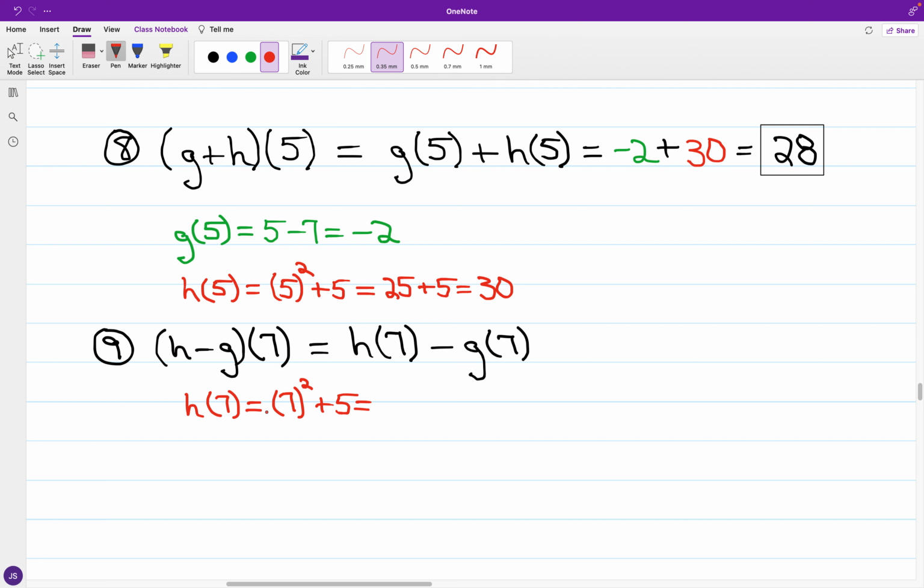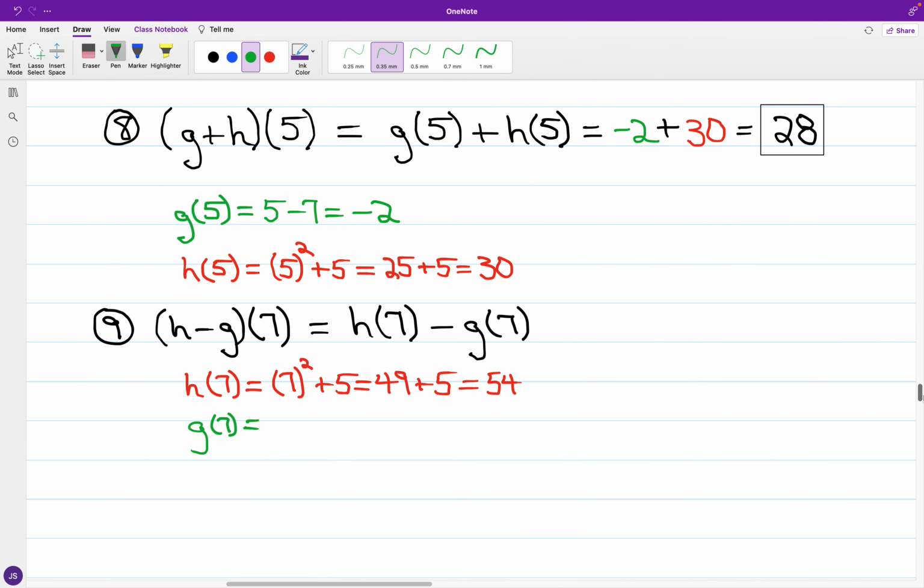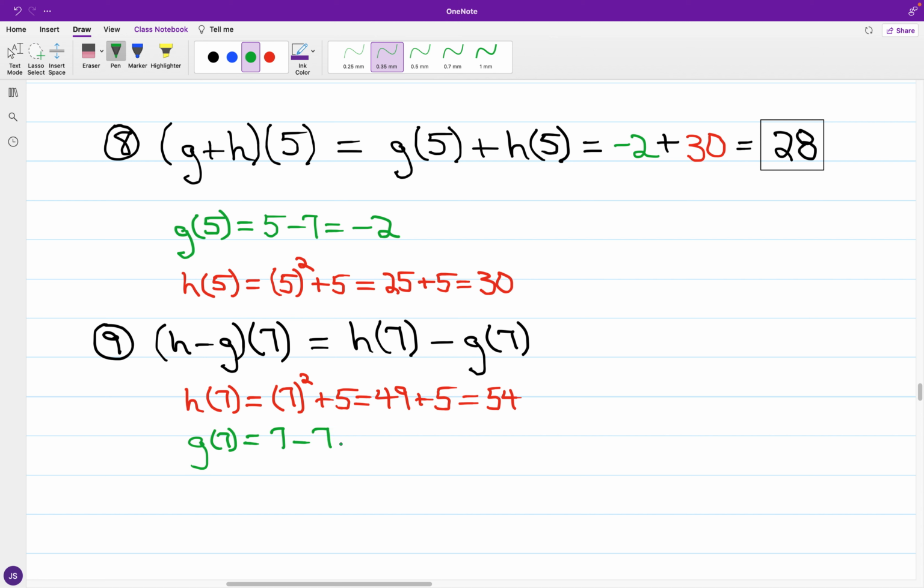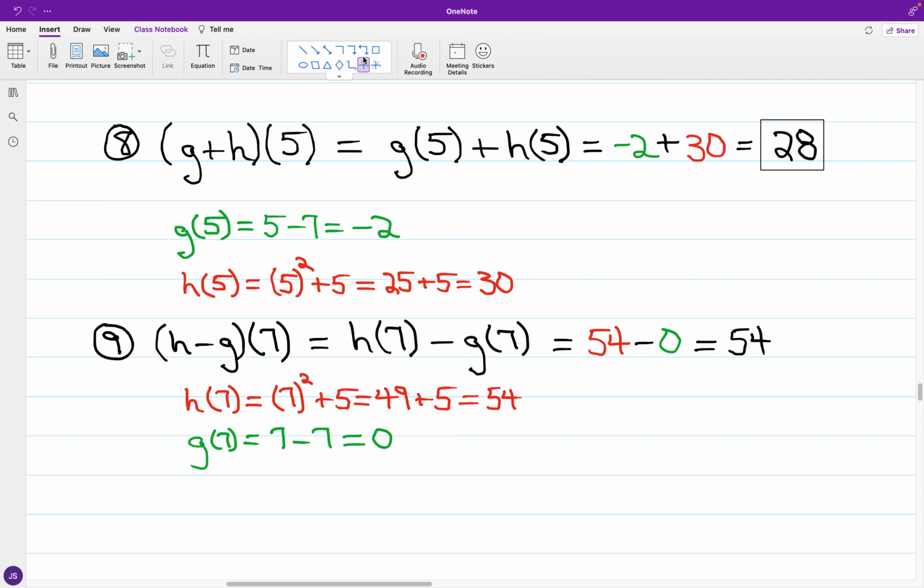For h of 7, you have 7 squared, which is 49. And then adding 5, so when x is 7, your y value, h of 7, will be 54. And in the case of g of 7, again, we're referencing x minus 7, and 7 minus 7 is equal to 0. So following through, h of 7 is 54, minus g of 7, which is 0. And we have 54 minus 0 at 54.